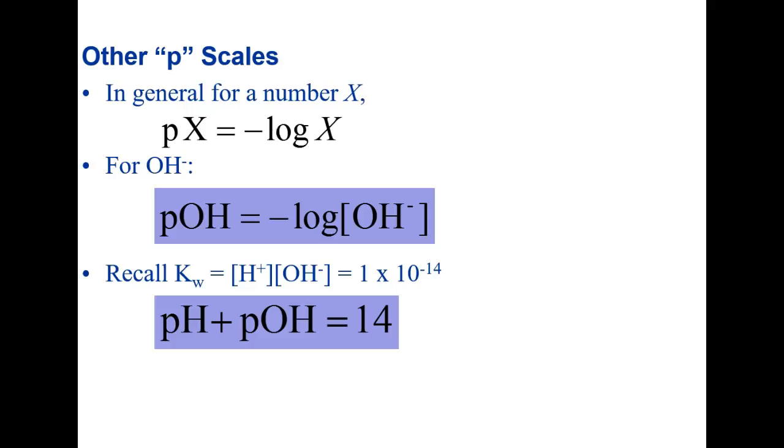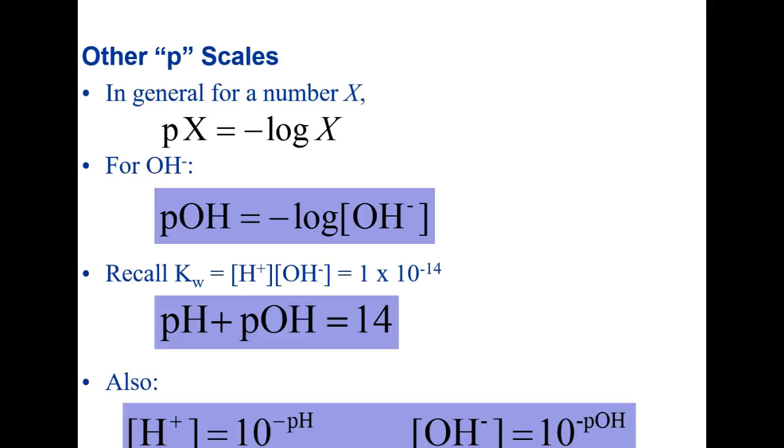Some other handy formulas, if instead of going from concentration to pH or pOH, we're asked to find concentrations, then two other useful formulas would be: concentration of H plus is 10 raised to the negative pH, and concentration of hydroxide is 10 raised to the negative pOH. So I would make sure somewhere in your notes it's very clear that you have all these formulas in some nice boxes so they're easy to find.